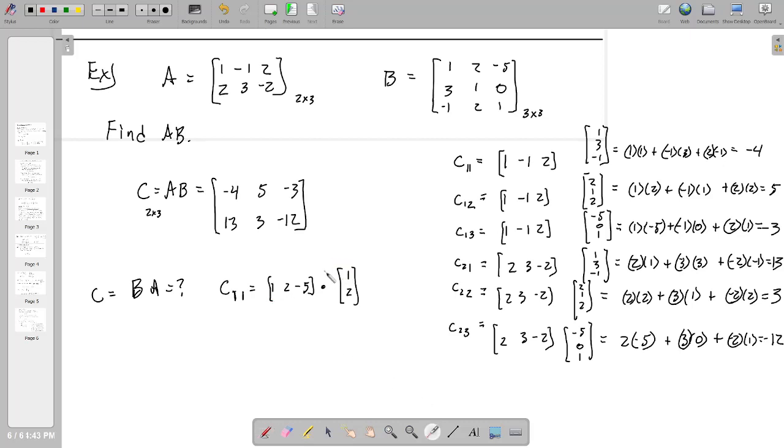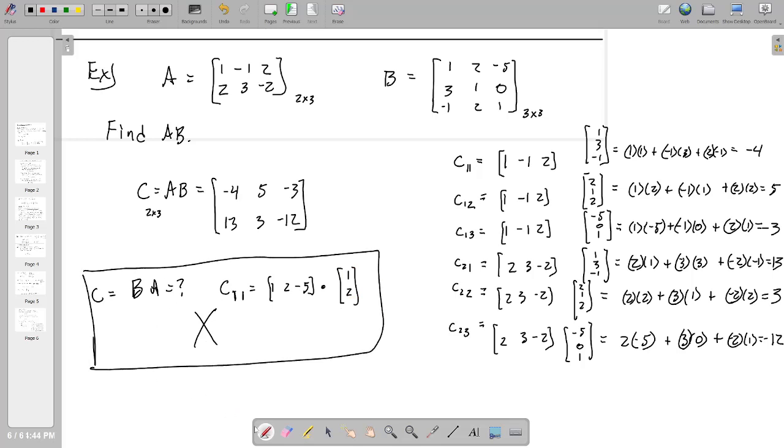So we would have 1 times 1, 2 times 2, negative 5 times nothing. There's nothing here to multiply by negative 5. So if we actually tried to do this, we would end up with negative 5 times something that doesn't exist, which makes this impossible. We can't take the inner product of these two things because their dimensions don't match. You have 3 elements here, and we only have 2 elements here. So this actually cannot work for this particular part, B times A.